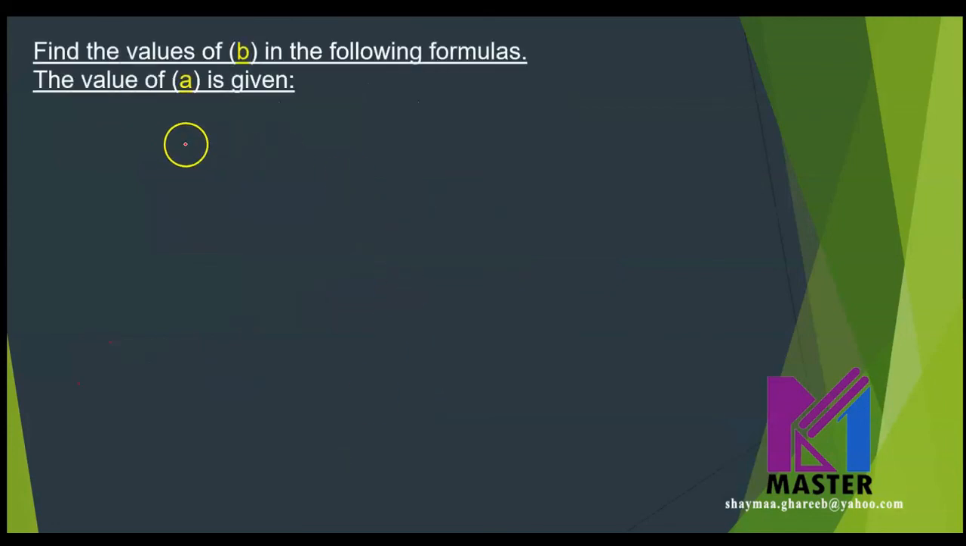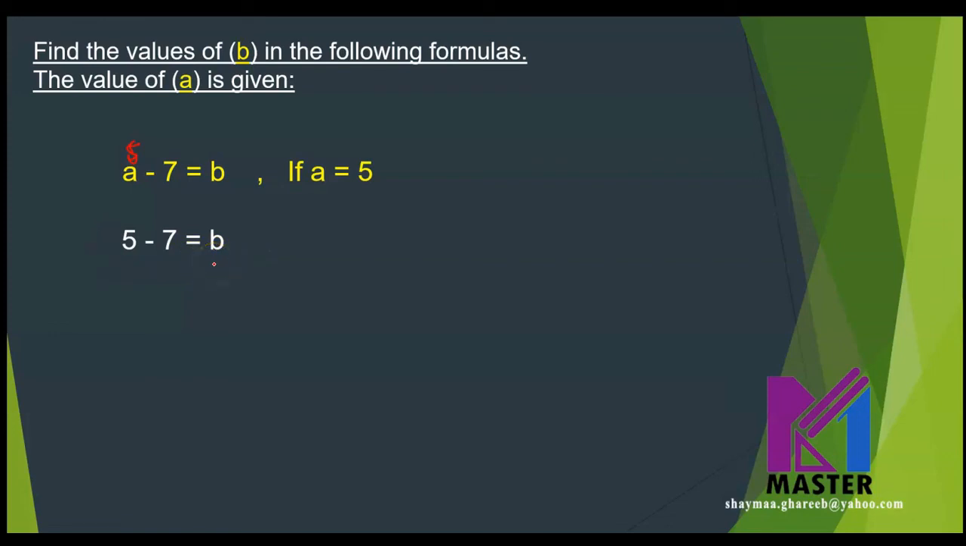Let's see another question. Find the values of B in the following formulas. The value of A is given. Look at this formula here. We have A minus 7 equals B. Find the value of B if A equals 5. So I will substitute the A by 5. So this A will be number 5. Excuse my handwriting. So 5 minus 7 equals B.